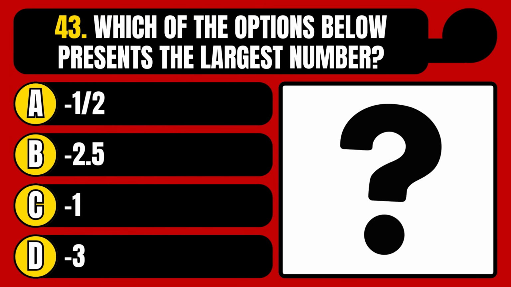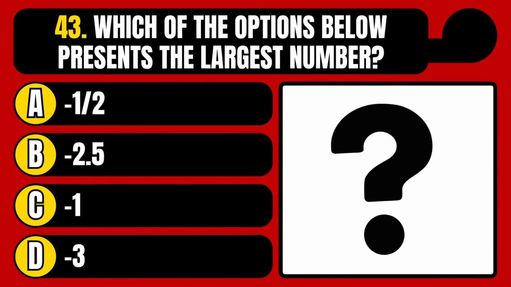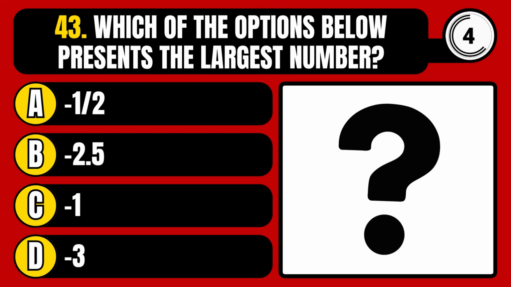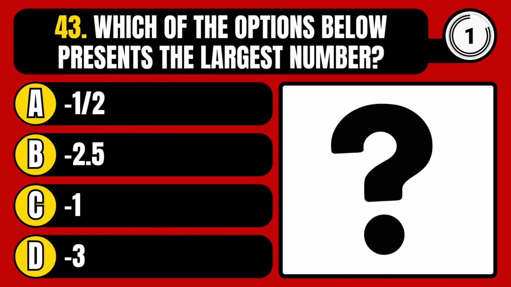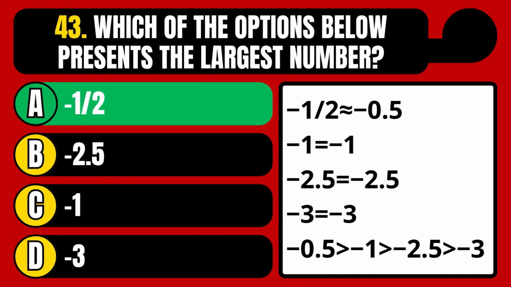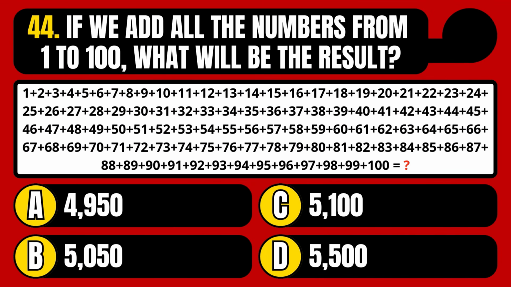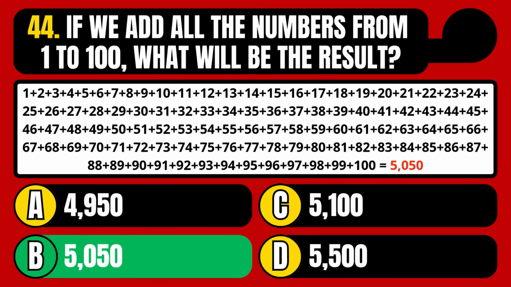Which of the options below presents the largest number? -1/2, -2.5, -1, or -3? The correct answer is option A, -1/2. If we add all the numbers from 1 to 100, what will be the result? 4,950, 5,050, 5,100, or 5,500? The correct answer is option B, 5,050.